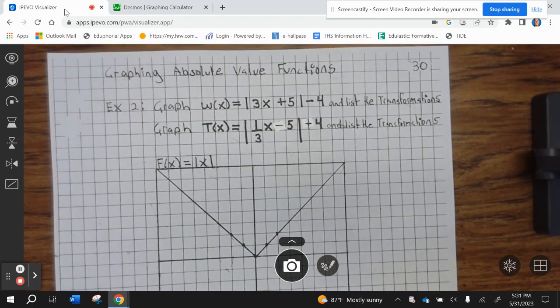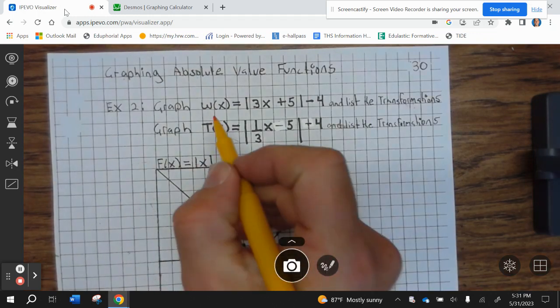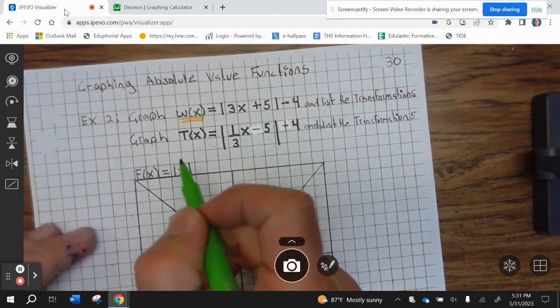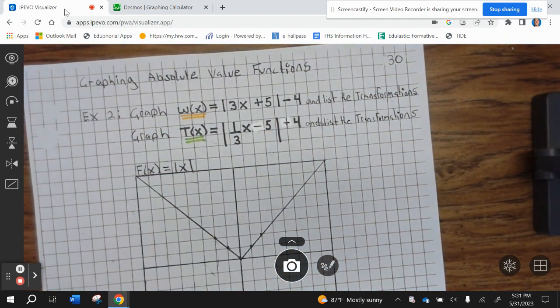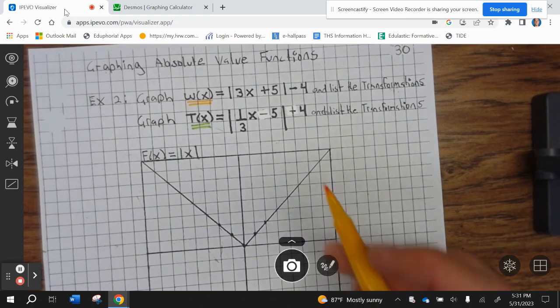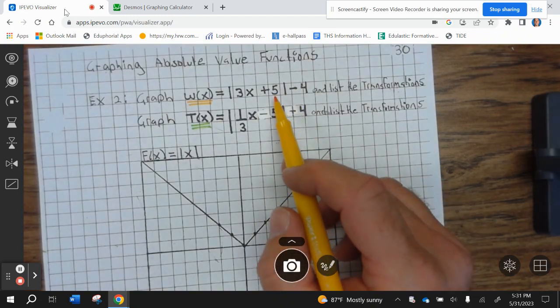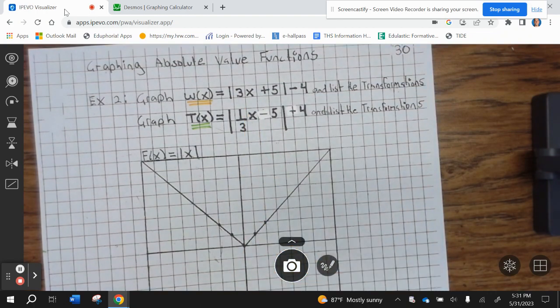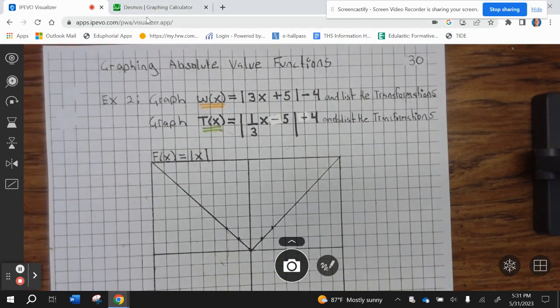All right, now let's take a look at example number 2. Now, first off, same thing. Let's do this in yellow, this in green. Now, we can go ahead and, actually, the number inside concerns me. So let's go straight to graphing to get the points.